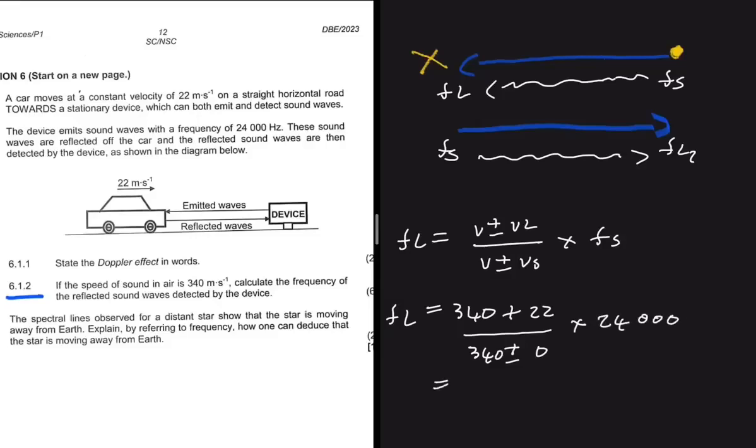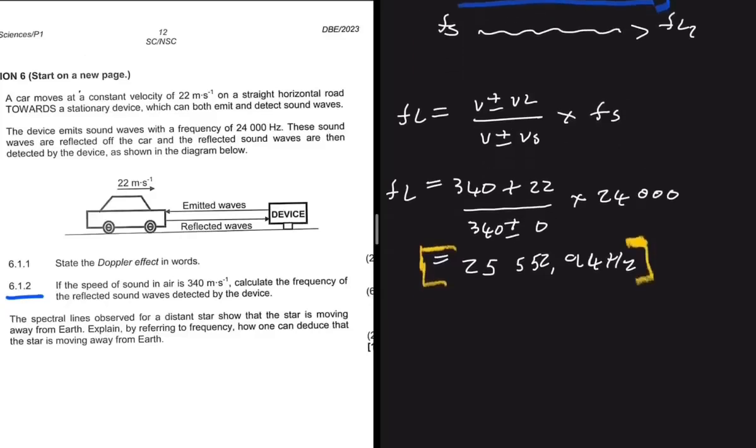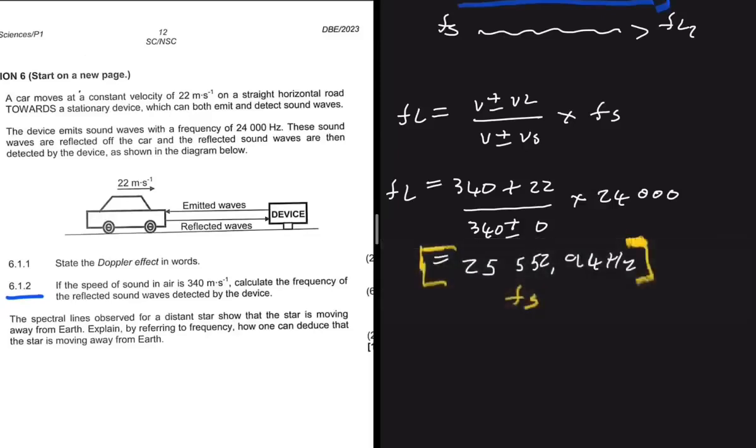Let me just compute that real quick. I have 340 plus 22, divided by 340, multiplied by 24,000, and I'm getting 25,552.94 hertz. This is the frequency that strikes our car. Now this frequency is reflected back to the device as Fs. This frequency now becomes our Fs, reflected back to our device. So what am I saying?